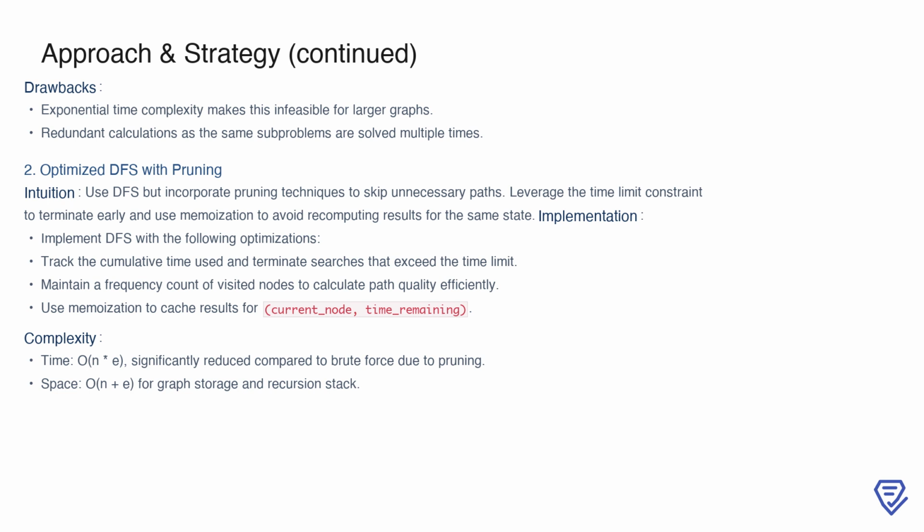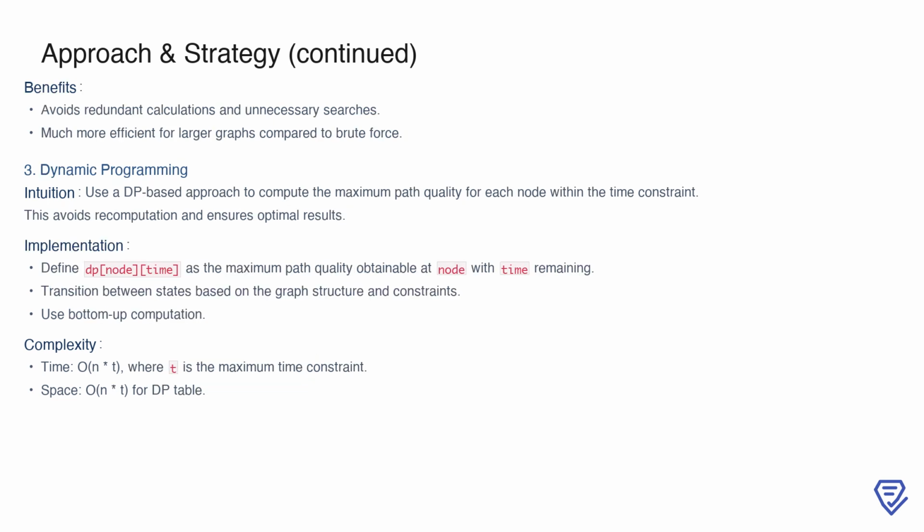Memoization is another key technique in this approach, allowing us to cache results for specific states, such as the current node and remaining time, so we don't recompute values for states we've already explored. These optimizations dramatically reduce the time complexity to a manageable O(n*e), where n is the number of nodes and e is the number of edges. The optimized DFS approach with pruning offers significant benefits. By avoiding redundant calculations and eliminating unnecessary searches, it is much more efficient than brute force, especially for larger graphs.